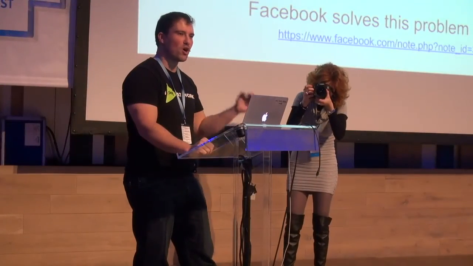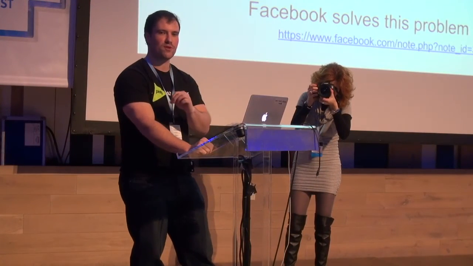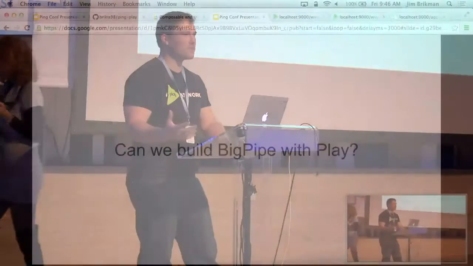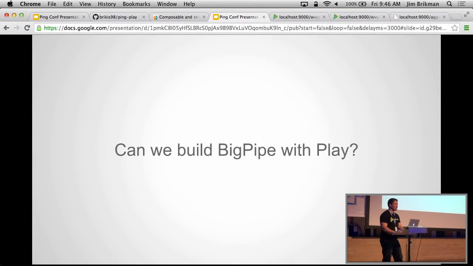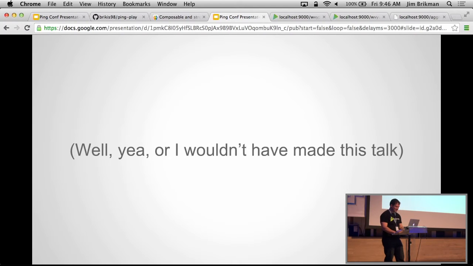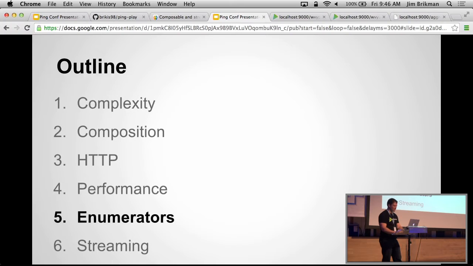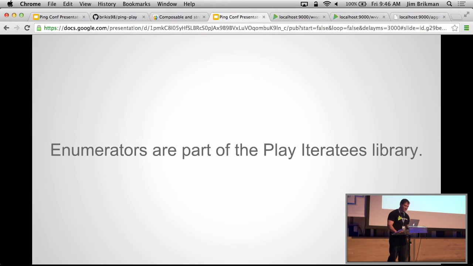It's a way to stream parts of a page as soon as they're available. And this is incredibly important for getting the most performance out of your app. And so the question is, can we build BigPipe with Play? And, well, I'm doing the talk, so obviously the answer is yes. And what we're going to use to do that is something called enumerators. So let's chat a little bit about enumerators.